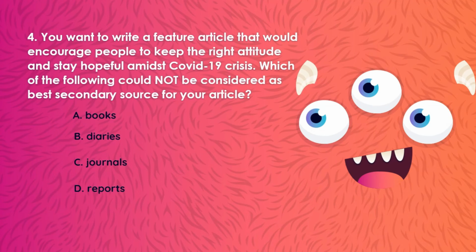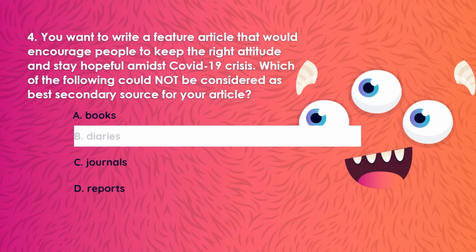Number 4. You want to write a feature article that would encourage people to keep the right attitude and stay hopeful amidst COVID-19 crisis. Which of the following could not be considered as best secondary source for your article? A. Books. B. Diaries. C. Journals. D. Reports. And the correct answer is B.